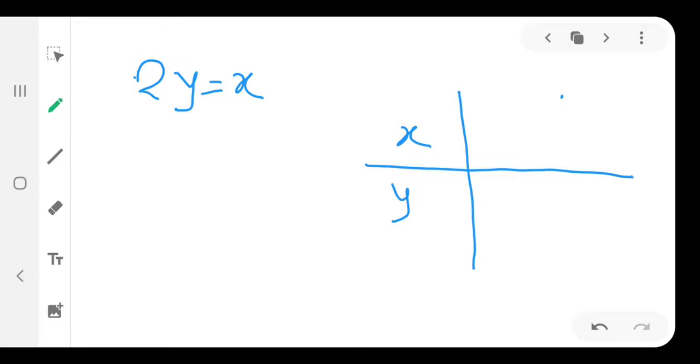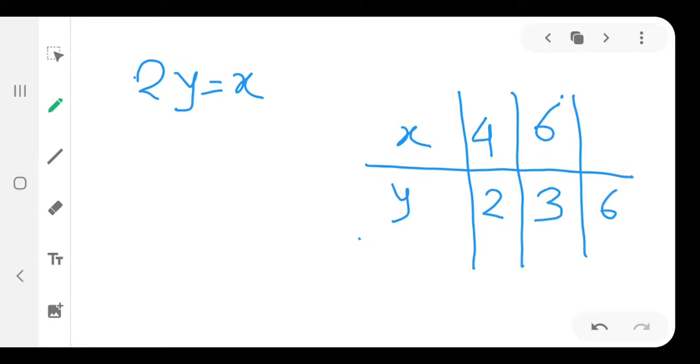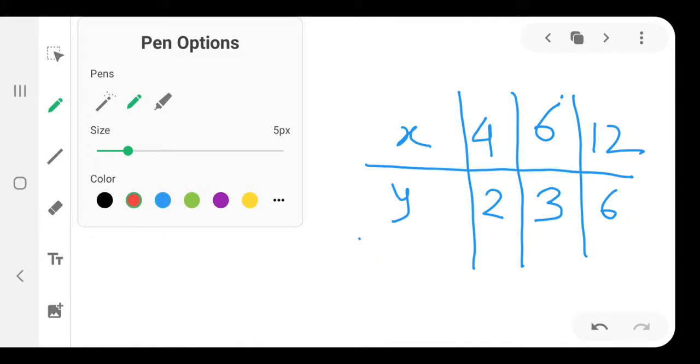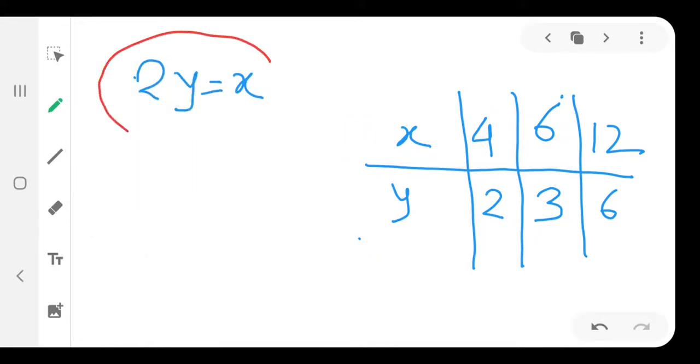See, if I have taken, if Naman has taken 2, so I will take 4. If Naman has taken 3, I will take 6. If Naman has taken 6, I will take 12. So this equation will show you what is the condition between the number of chocolates between me and Naman.